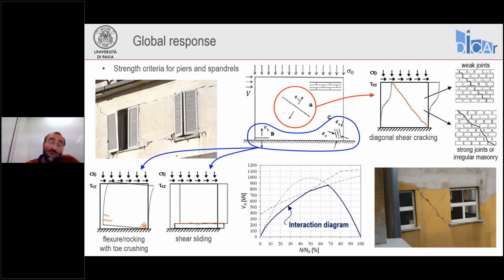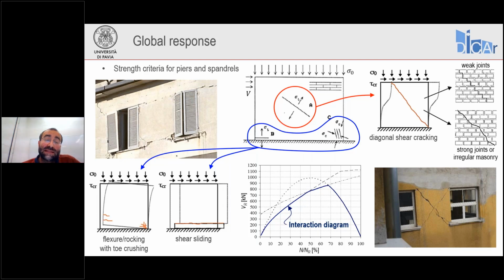Now, in the Eurocode, we find some criteria related to strength of piers and spandrels. Typically, at the ends of the elements, we can develop cracks perpendicular to the axis of the element related to flexural response. Over these horizontal cracks in the piers, vertical cracks in the spandrels, we may develop sometimes some shear sliding. Another mechanism that can develop is diagonal shear cracking.